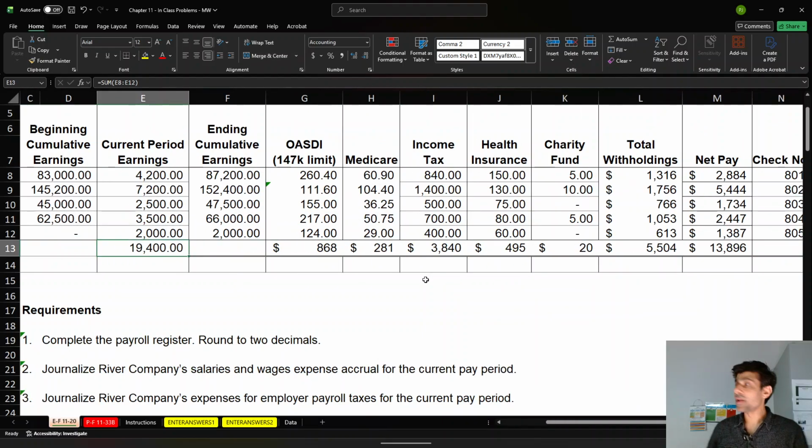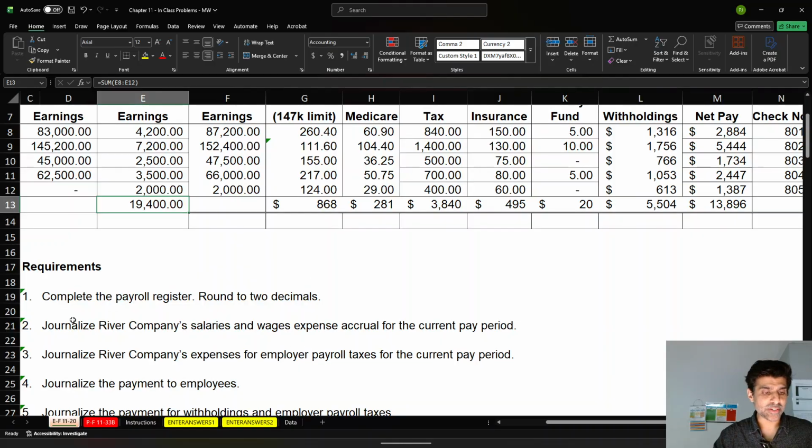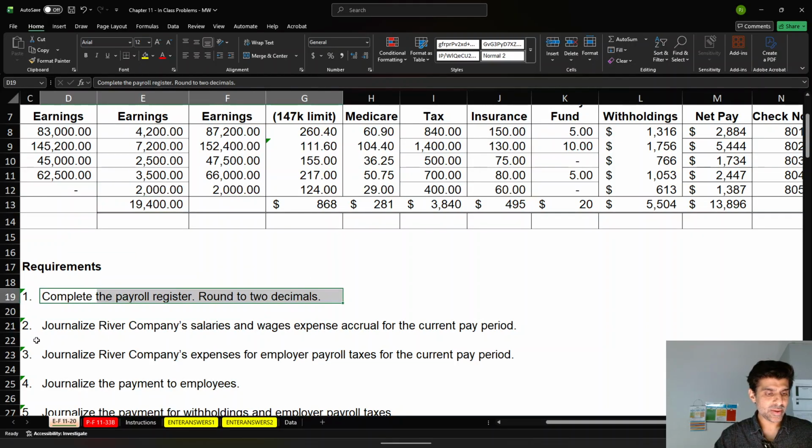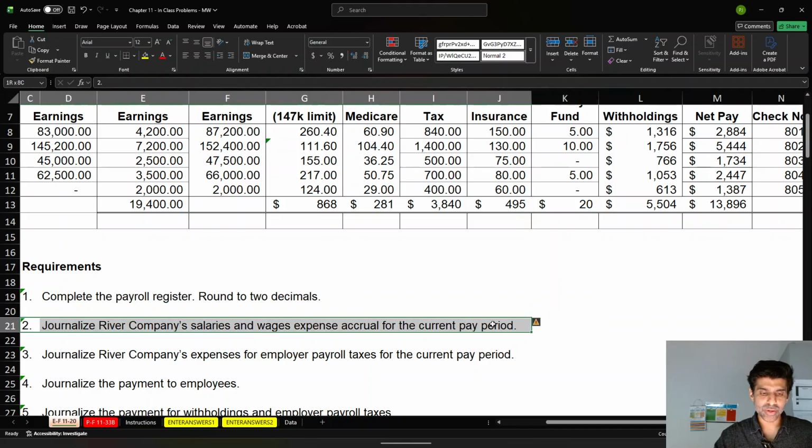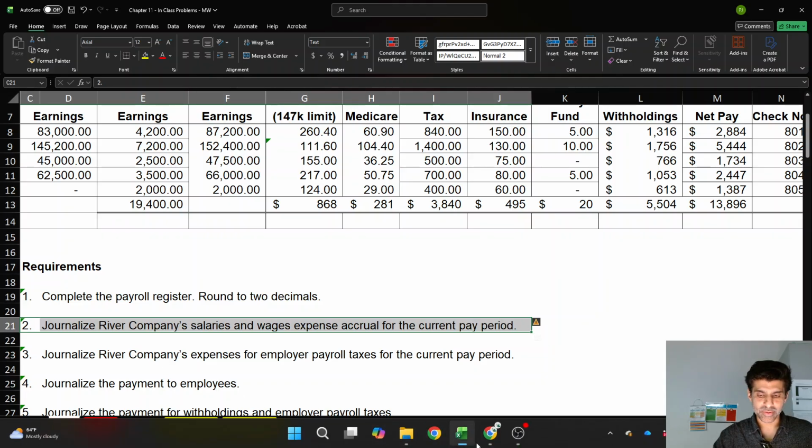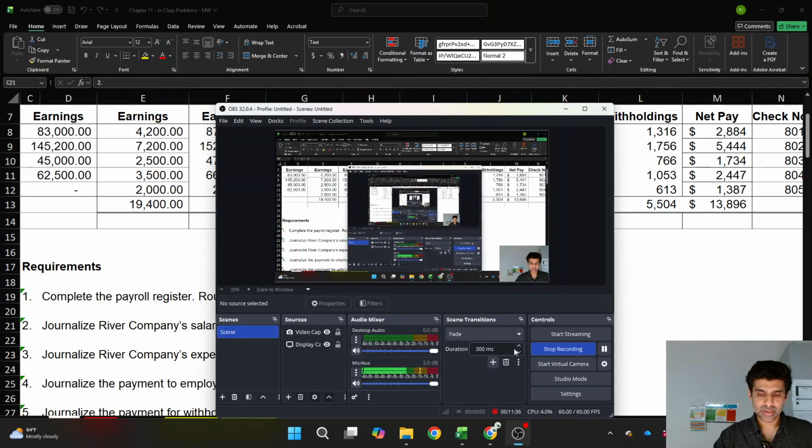Okay, so now I have all the numbers I'm going to need for my journal entry. I'm going to pause it here to make sure that your journal entries are correct for the salary and wage expense. So we've done number one. I'll give you a minute to make sure you're satisfied with number two, and then we'll continue on. So just take a minute, try to finish that.